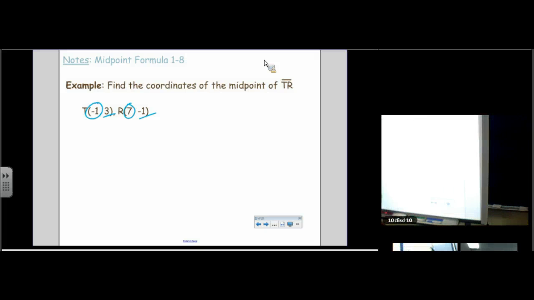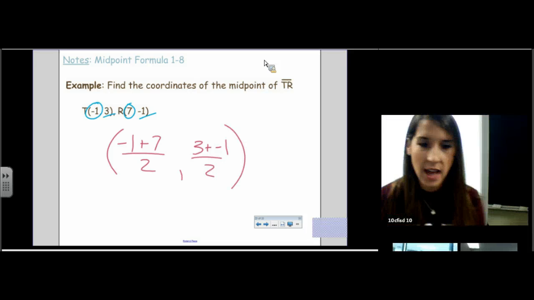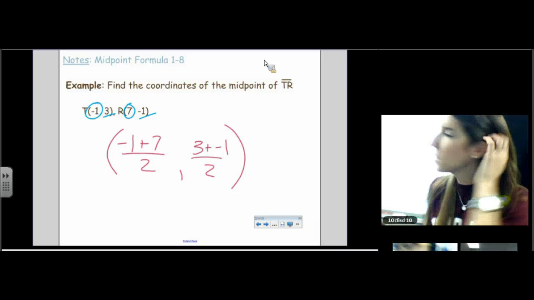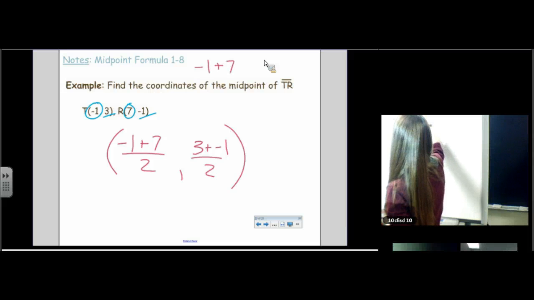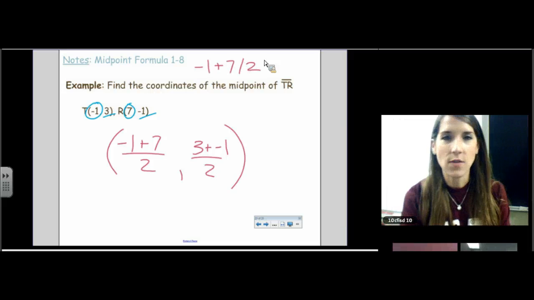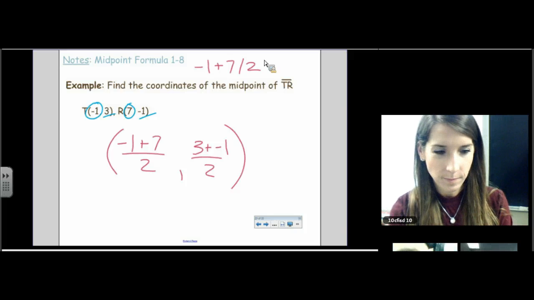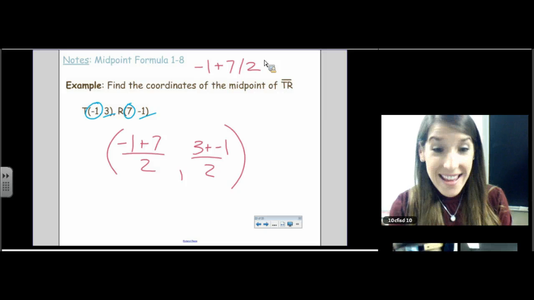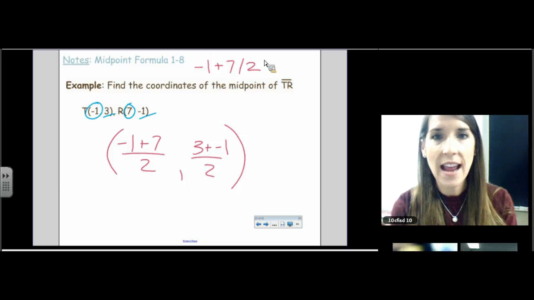So to find the midpoint, we would add our x's and divide by 2. And we would add our y's and divide by 2. Here's the only way you could mess this up. Are you listening? The only way you could mess this up is if you go to your calculator and you do -1 plus 7 divided by 2. Why would that give you the wrong answer? Yeah, it would only divide the 7 by 2. It wouldn't divide the -1 by 2.